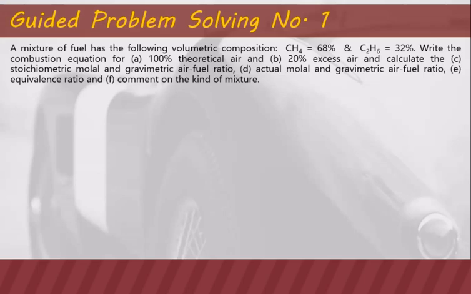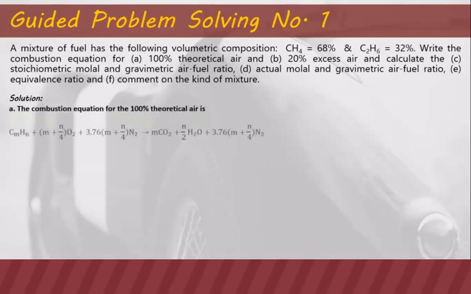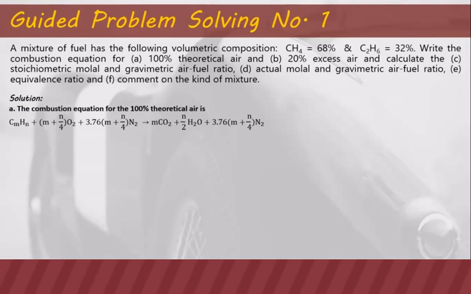For this problem, we are given two fuels. As you can see here, we have CH4 and we also have ethane, that is C2H6. But even if we have two fuels, we can still use the same equation for the 100% theoretical air that we established in our discussion. And that is equal to this particular equation. All we have to do is to compute the equivalent amount of M atom and N atom.